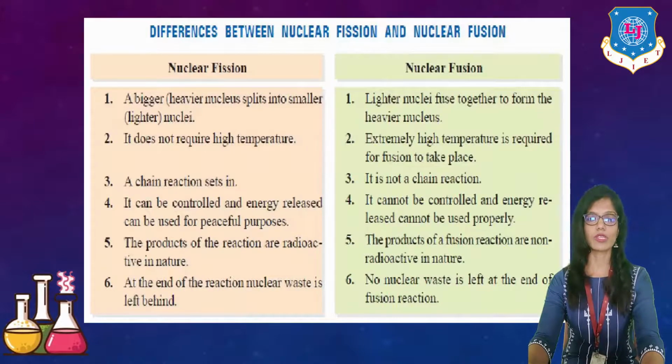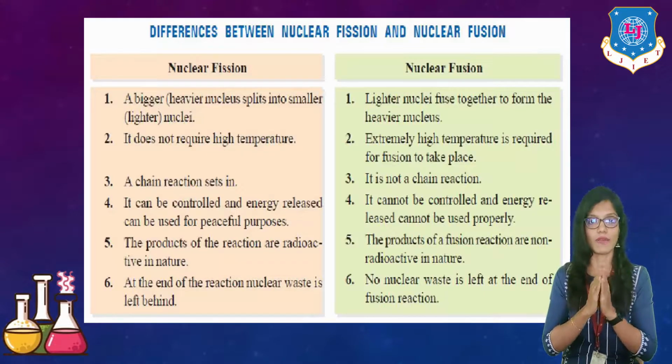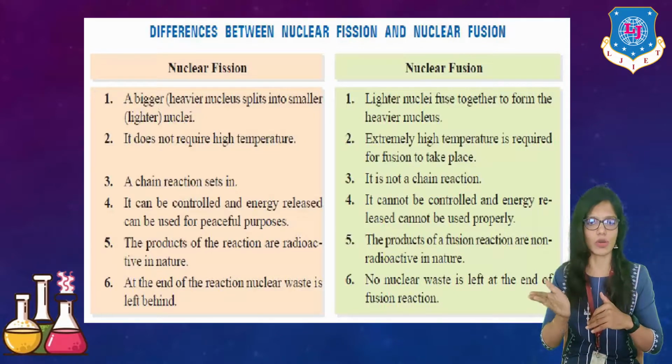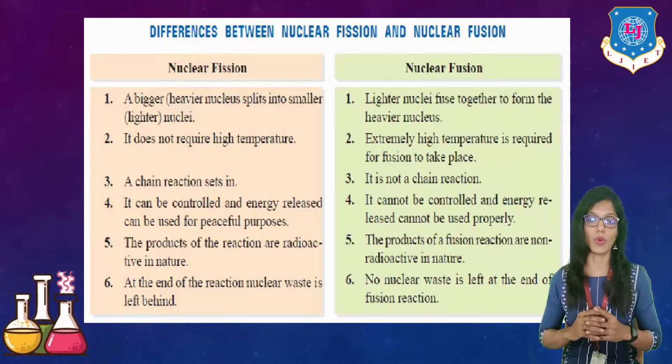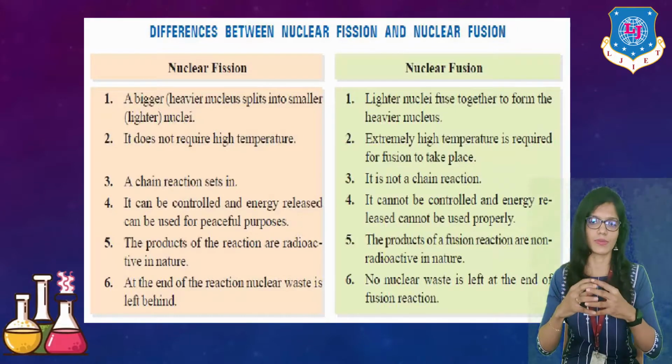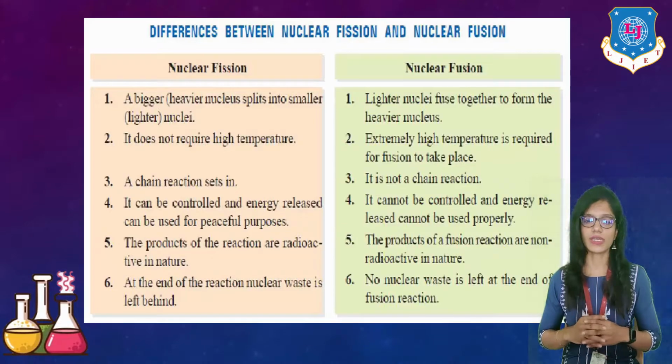So let's take a look at the differences between nuclear fission and nuclear fusion. First we will take the points of nuclear fission, then we will take the points of nuclear fusion. A bigger, heavier nucleus splits into smaller nuclei in nuclear fission, while in nuclear fusion the lighter nuclei fuse together to form a heavier nucleus. So fusion is all about fusing lighter nuclei, while fission is all about splitting the larger nucleus into smaller ones. Nuclear fission does not require high temperatures, while nuclear fusion requires a very high temperature to fuse. Okay. In nuclear fission, a chain reaction sets in, while in nuclear fusion, no chain reaction occurs. Nuclear fission can be controlled and the energy released can be used for peaceful purposes, while nuclear fusion reactions are not controlled and the energy released cannot be used properly.